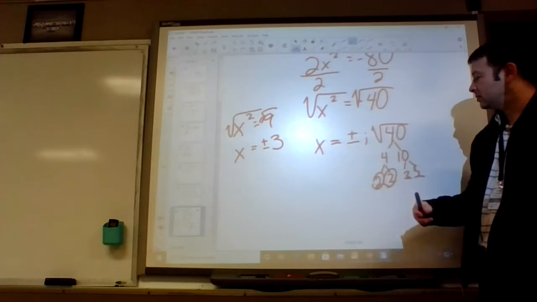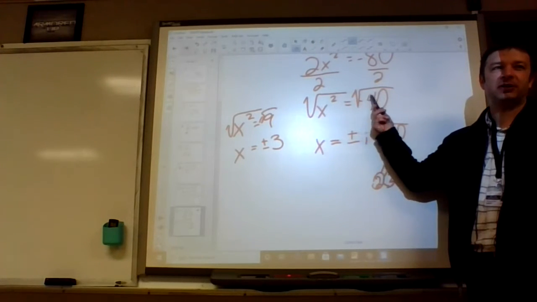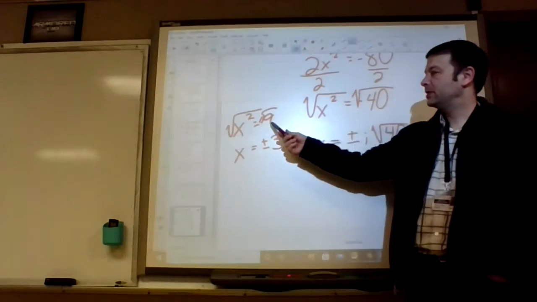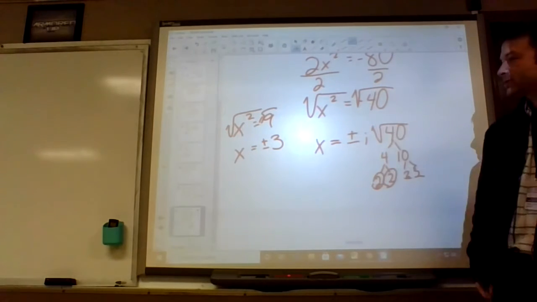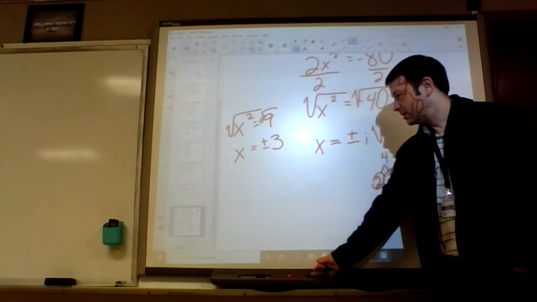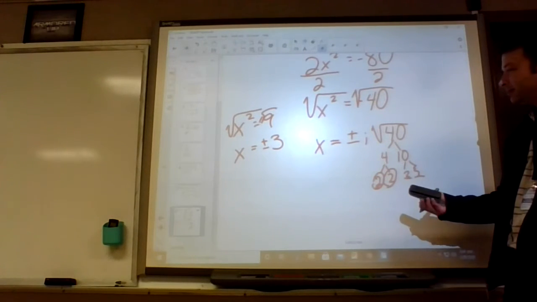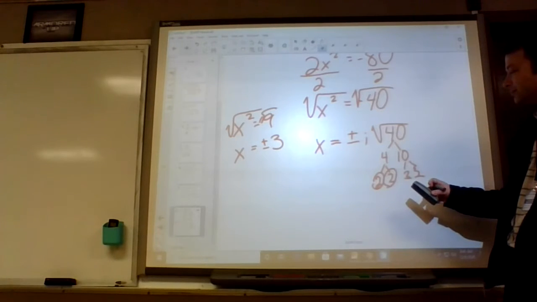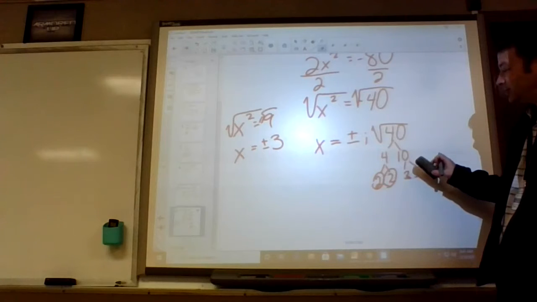Where do we get the plus or minus? Anytime you do the square root on both sides trick, it could be positive or negative, because the negative squared is going to equal the same thing as the positive squared. It's a trick you have to remember, or else I have to take a couple points off. So is it 2i square root of 10? Plus or minus 2i square root of 10.